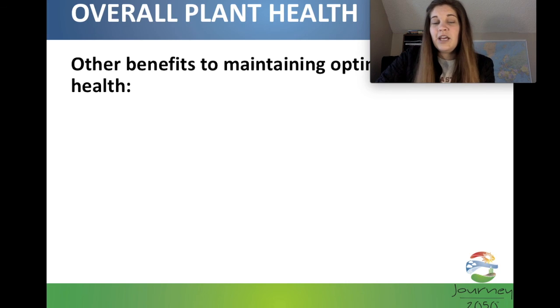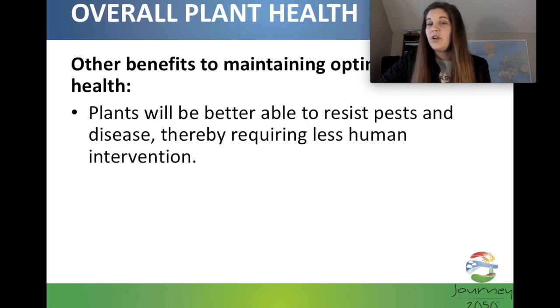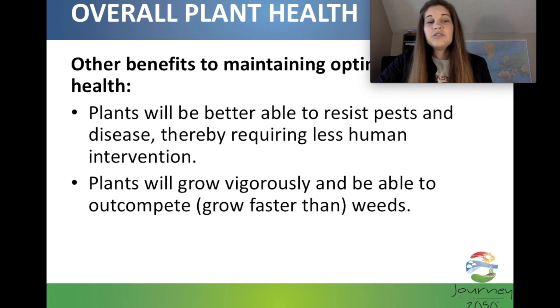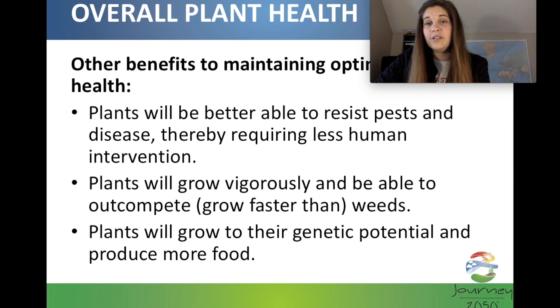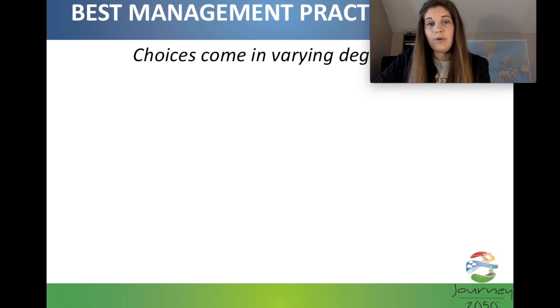Other benefits to maintaining optimum plant health. They're able to better resist pests and diseases so that we as humans can spend less time and money trying to control pests and diseases and worry about the environmental effects of that. Also, the plants will be able to grow faster and outcompete the weeds so that they will be healthier and have better production. And then we will be able to grow them to their genetic potential and produce more food, which is going to be essential for our growing population.